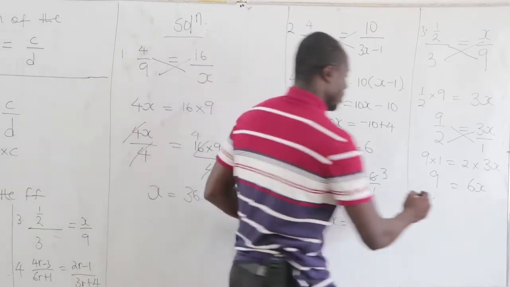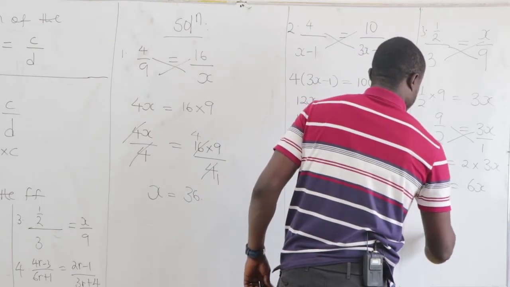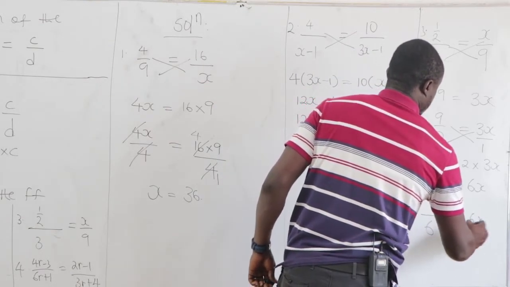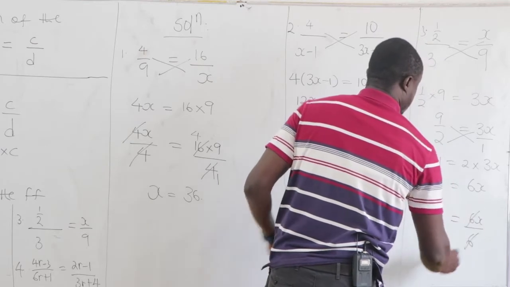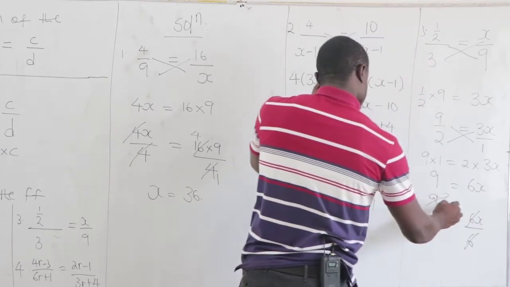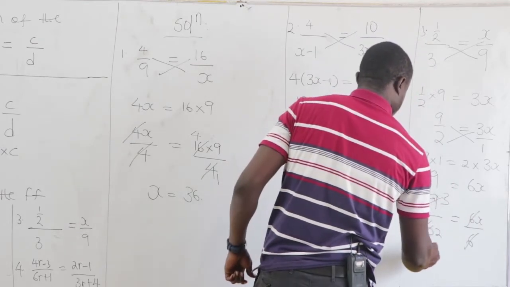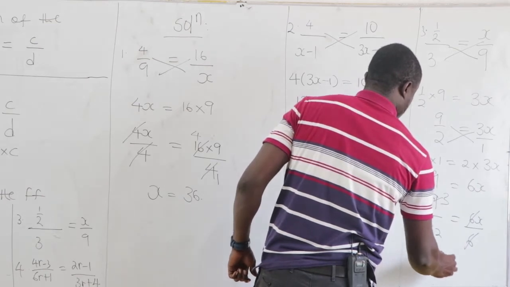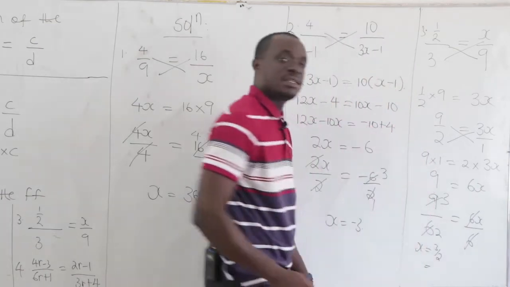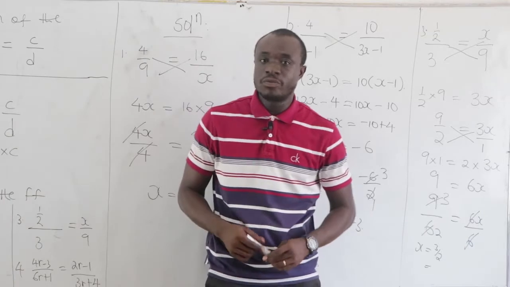So here we have 9 over 6 equal to 6x all over 6. This is cancelling like that. Now 3 will go into 3, 3 will go into 6, that's 2 times. So we have our x to be 3 over 2. Now this is an improper fraction, so we have to change it to a mixed fraction.